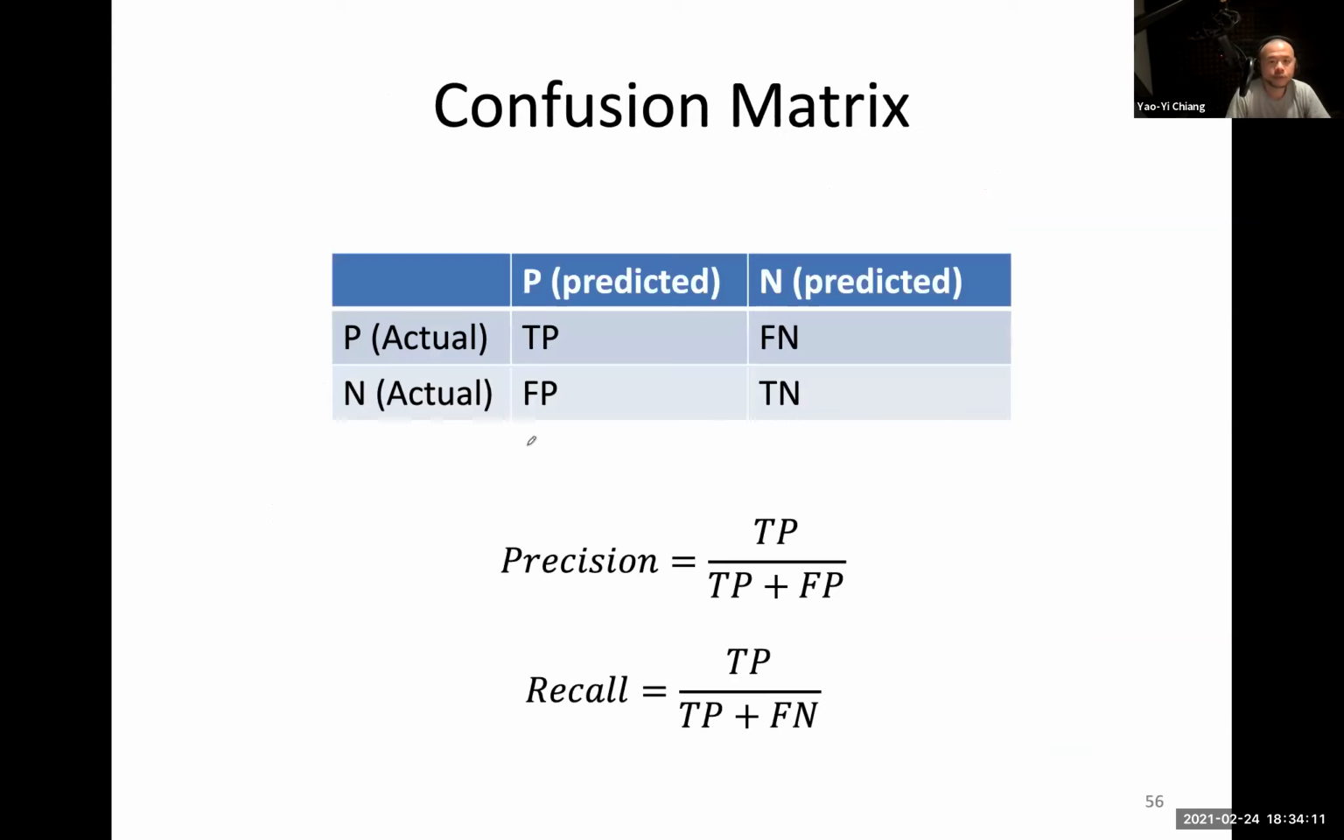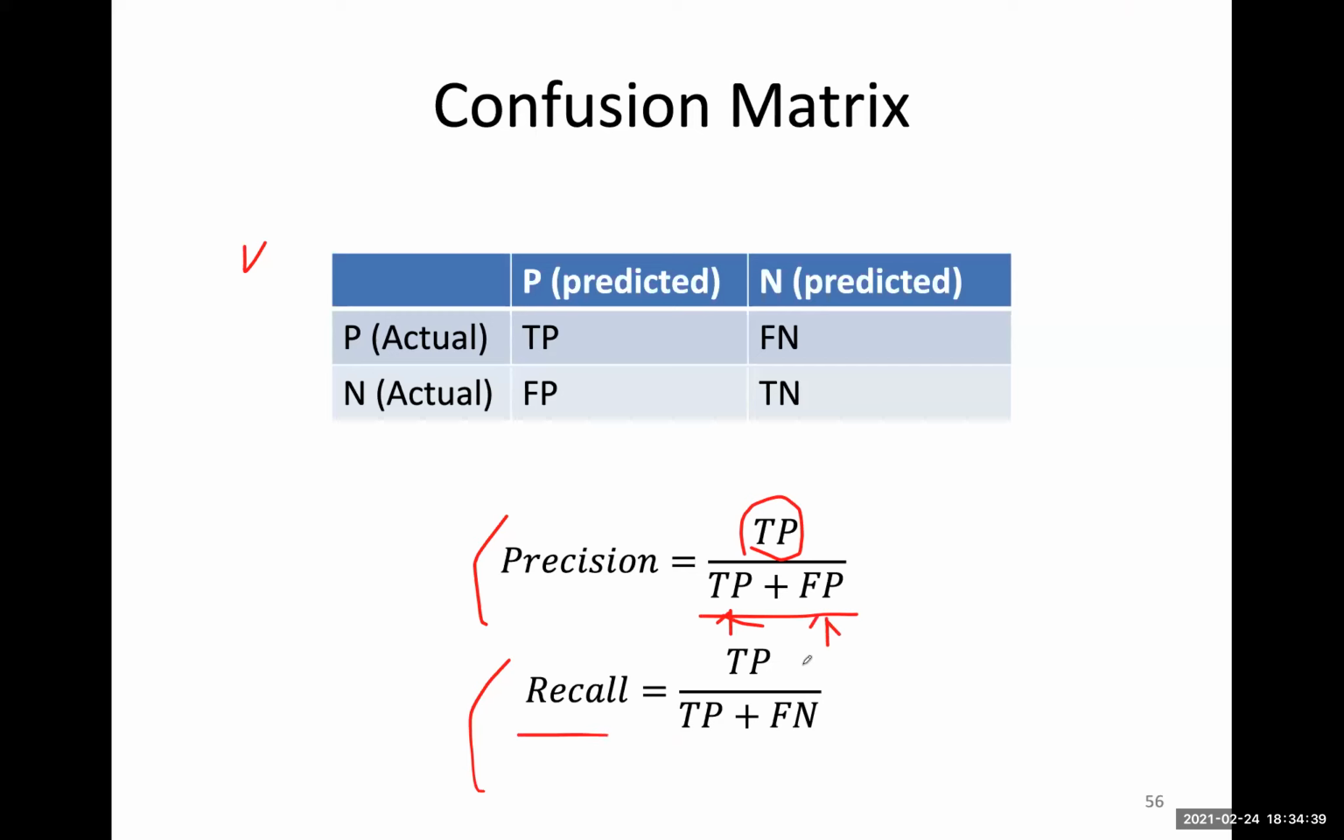So based on this, we also know the false positives, false negatives, and true positives. False positives, I think we covered this a long time ago. Precision and recall are commonly used for information retrieval. Precision tells you the true positives you identified out of everything you identified, including the true positives and the false positives.